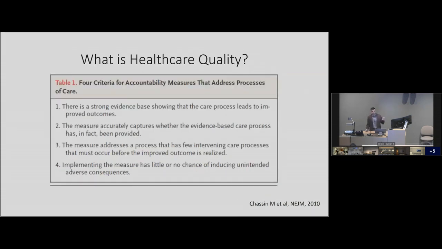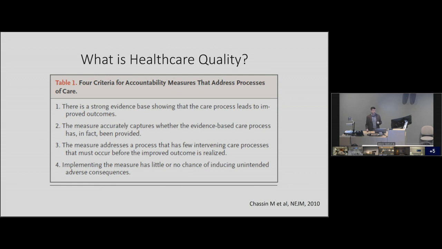So when you're doing pay for performance indicators, especially the process indicators, you really want them to be solid indicators that are going to drive evidence-based care. I think these 4 points are good take-home measures when you're coming up with pay for performance indicators. You really want there to be a strong evidence base that that process is going to improve outcomes. You want to make sure that that measure really captures that process that's going to be provided.